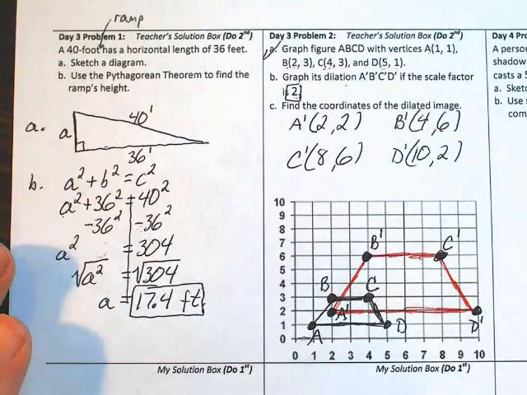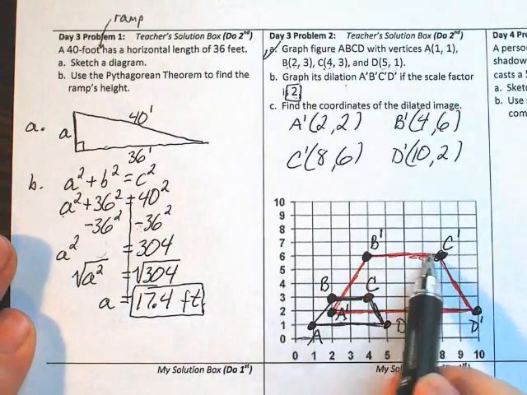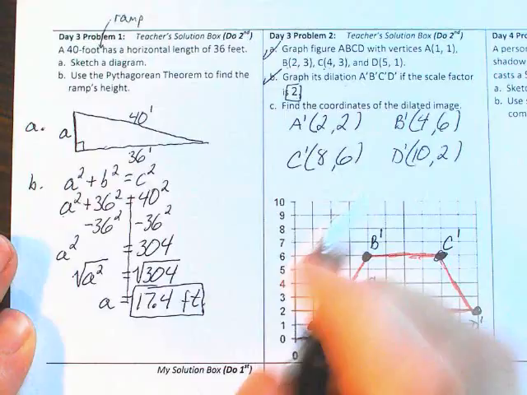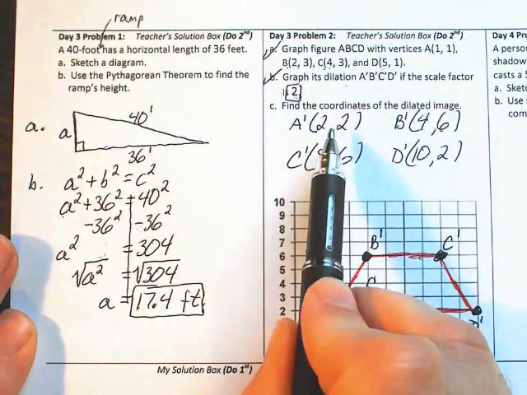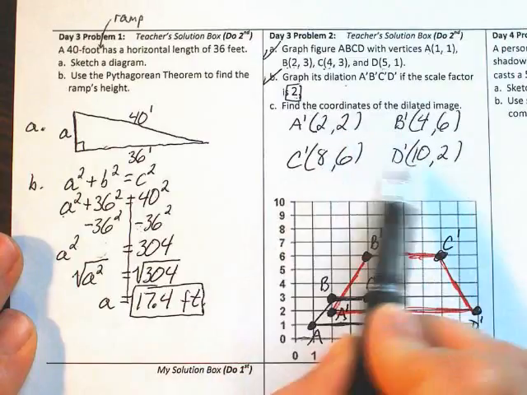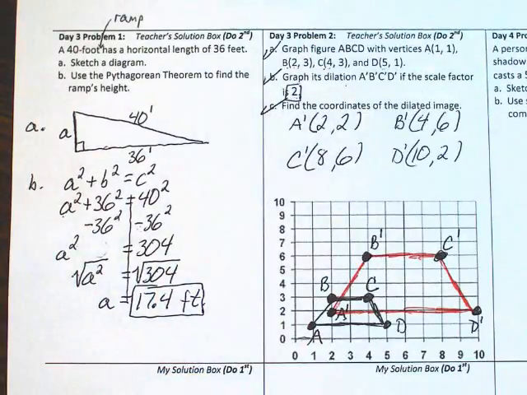Part B asked us to graph this. That is the shape in red, so that is done. And Part C asked for the coordinates of the dilated image. That is these ordered pairs. That part is done.